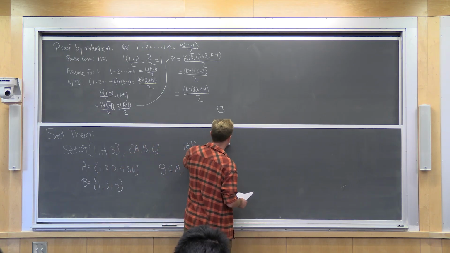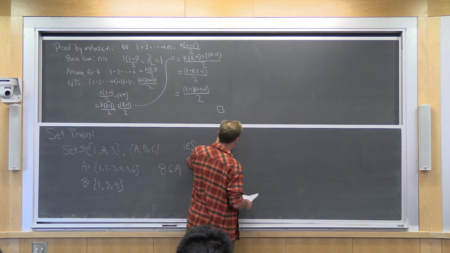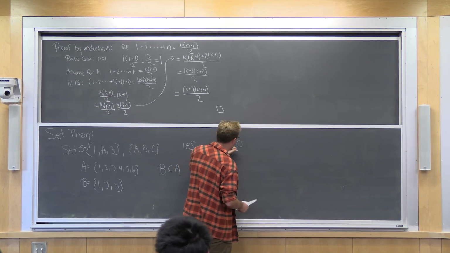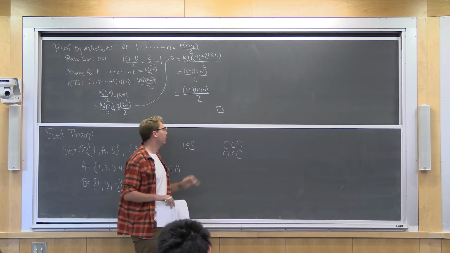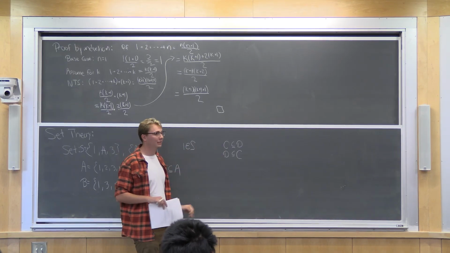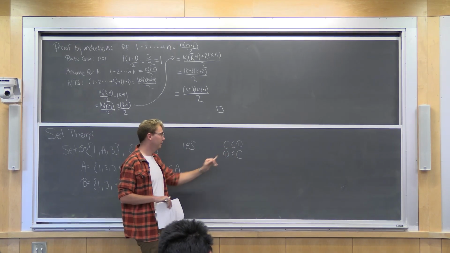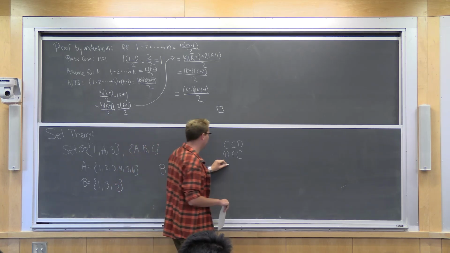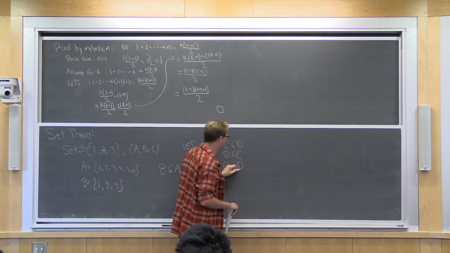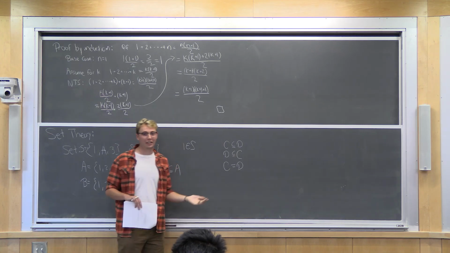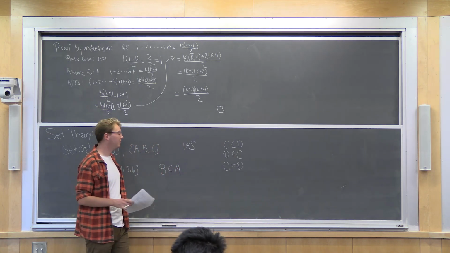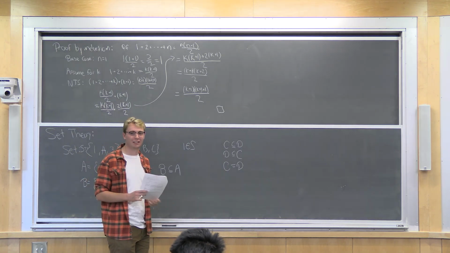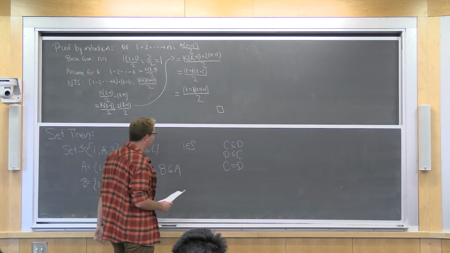So, if C is a subset of D, and D is a subset of C, that means that all elements in C are in D, and all elements of D are in C. So, C is equal to D. And this is called the axiom of extensionality. That's one of the main axioms of set theory, which is underneath all of mathematics.